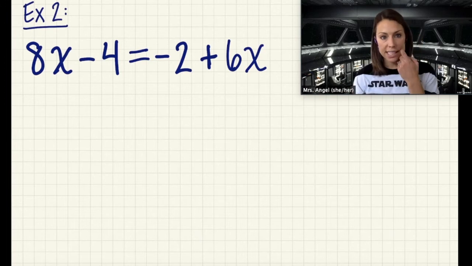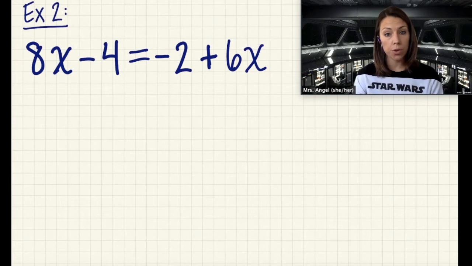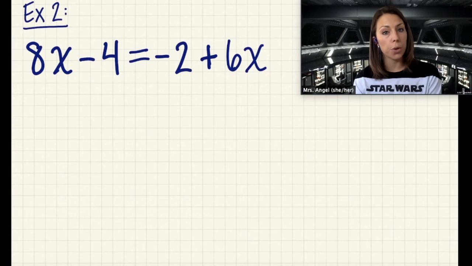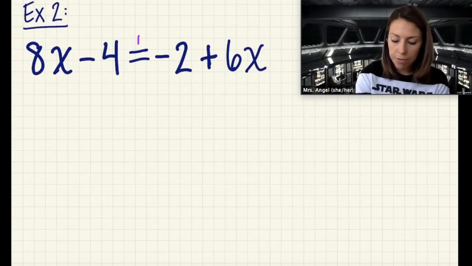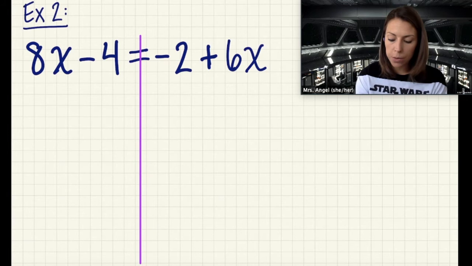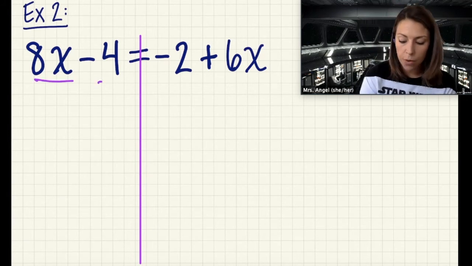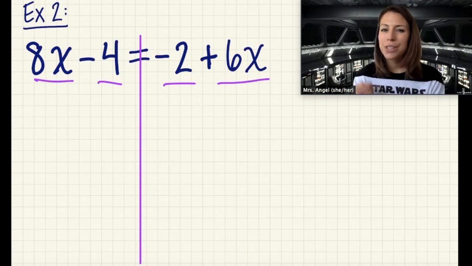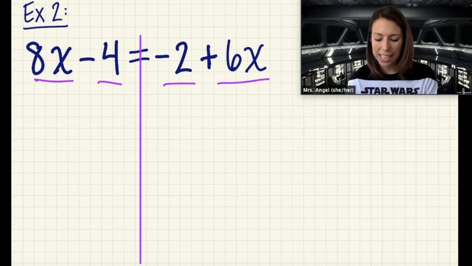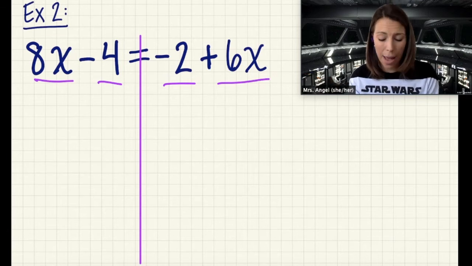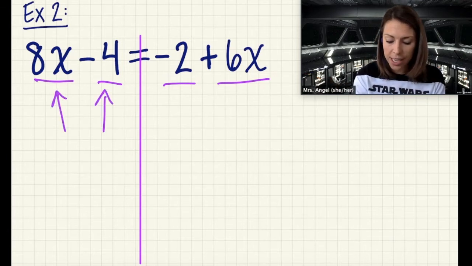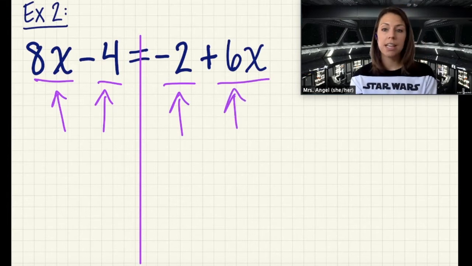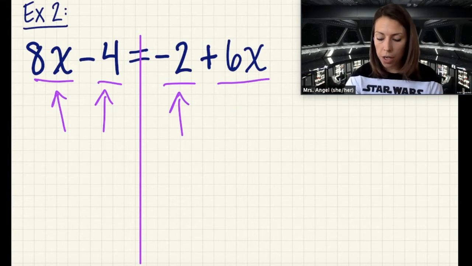Okay, here is example 2. 8x minus 4 equals negative 2 plus 6x. As always, if you would like to try to do this on your own, go ahead and do so now. So again, first thing I'm going to do is put the line down the middle of my equal sign. So here's what I noticed. The left side of the equation has two terms, but the right side of the equation also has two terms. So that means I'm going to have to create zero terms twice. I'm going to have to do it with one of these on the left and one of these on the right. Now, you could technically do this 4 different ways.